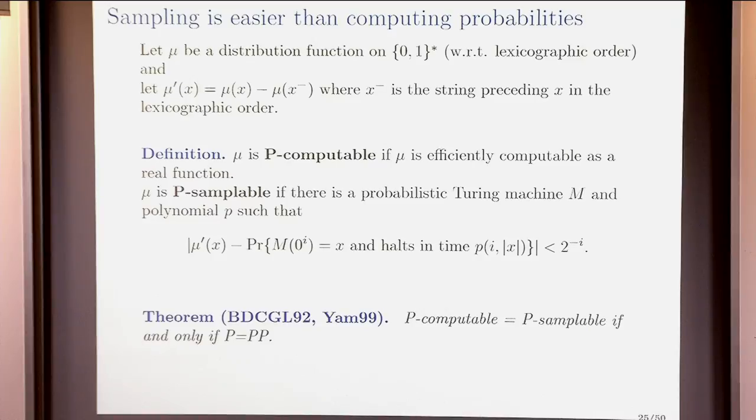I can make criticisms of this definition in person later on, but there are results going back to the 90s, Ben-David, Chor, Goldreich, and Luby, and Yamakami: P-computable is P-sampleable if and only if P equals PP. So maybe we should be going after generating samples. You can do fun things with samples. You can compose them. Vikash's thesis is a great place to look about the power of samplers in terms of their compositional structure.